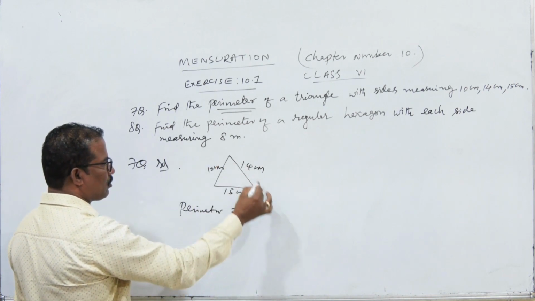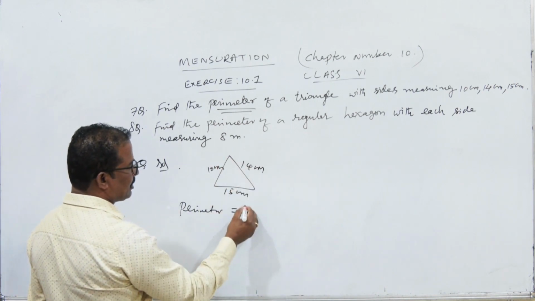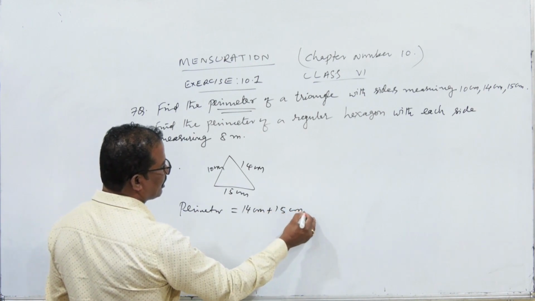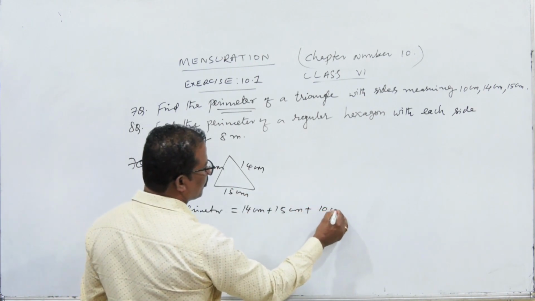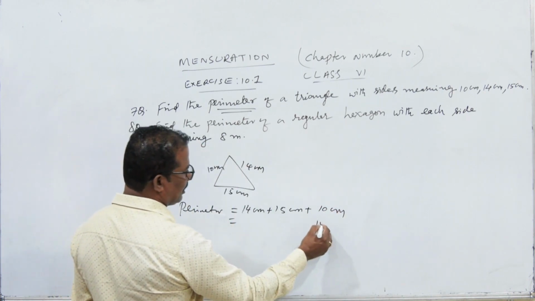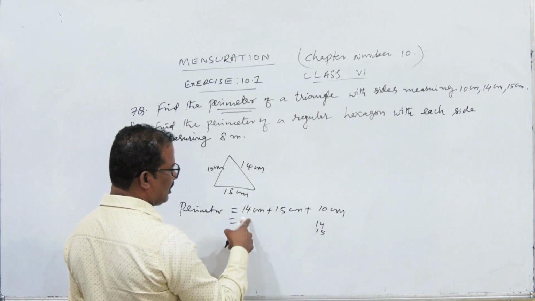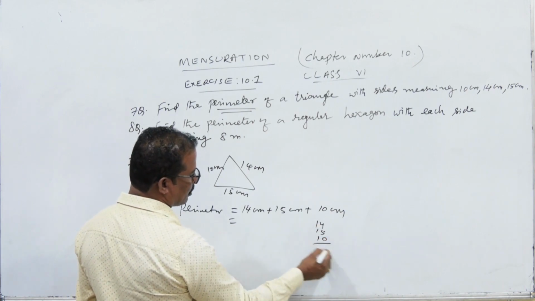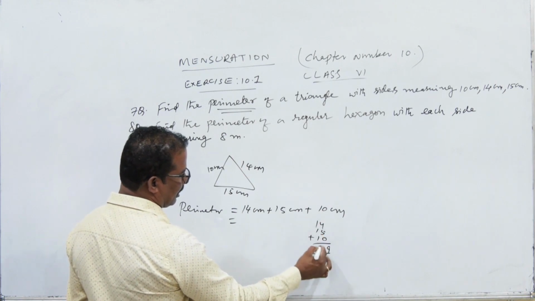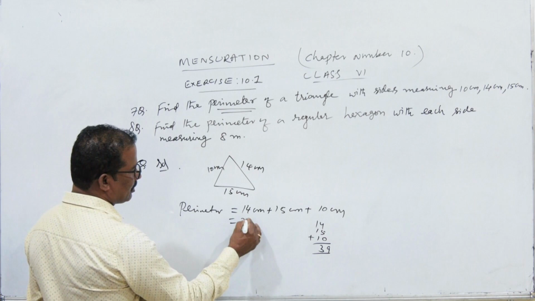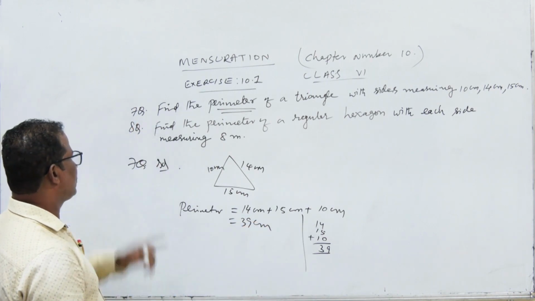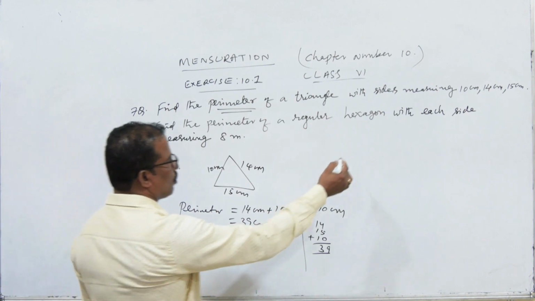Perimeter is equal to the total length of the boundary. That means here 3 sides are there: 14 centimeter, then 15 centimeter, and then 10 centimeter. Understand? So we have to add these 3 measures, 14, then 15, then 10. The sum of these 3 sides is 39 centimeter, which is the total perimeter of question number 7. Understand? Now see question number 8.